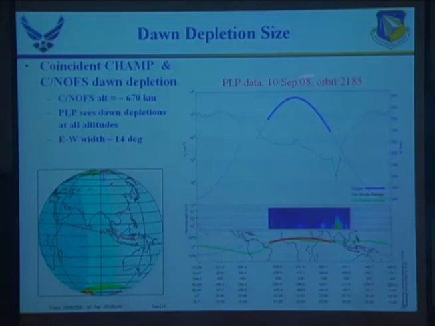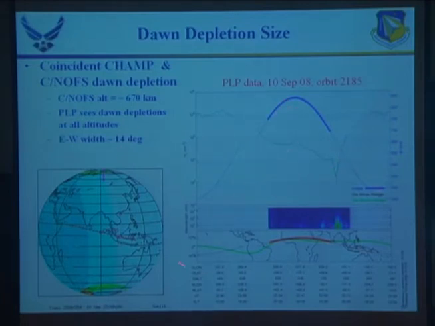Another example here, this is in September. We see another of those decreases. This time it's at 670 kilometers. So those events are not only seen at 400 kilometers. We see them at all altitudes. We see them even when the satellite is at 800 kilometers.